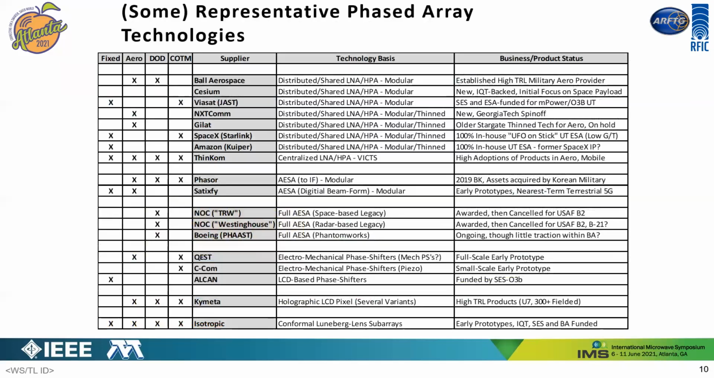In terms of specific companies and technologies, and this isn't an all-encompassing list, here's a partial list of phased array suppliers, along with their respective technology bases and product status. Also shown is the specific market or markets addressed by their products. We'll talk more about the markets a bit later, but you can see that in some markets, there's definitely segmentation between military and commercial users and between various platforms.